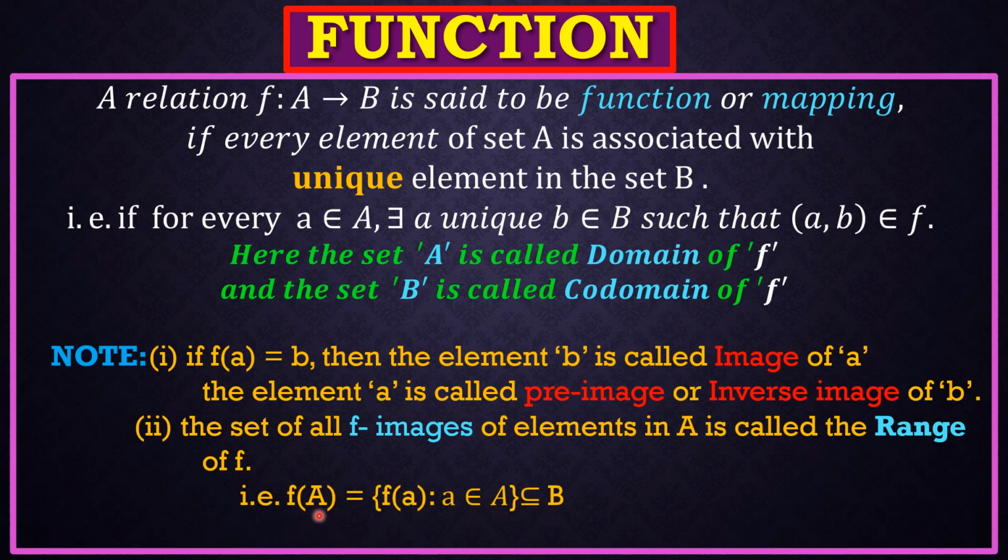Here generally f of A can be denoted by the set of f of a such that a belongs to A, which is always a subset of B, or f of A can be written as the set of b belongs to B such that b equals f of a. Here b is the image of a for some a belongs to A. So this is the range set. f of A can be taken as the range set. f of A is always a subset of B.